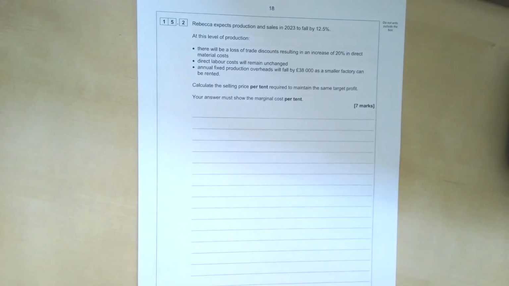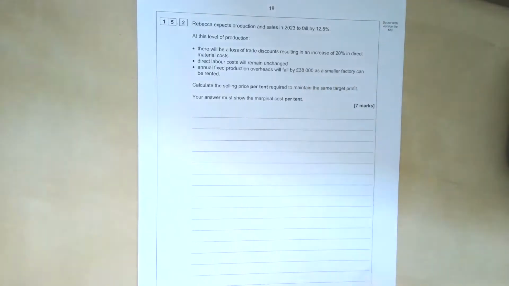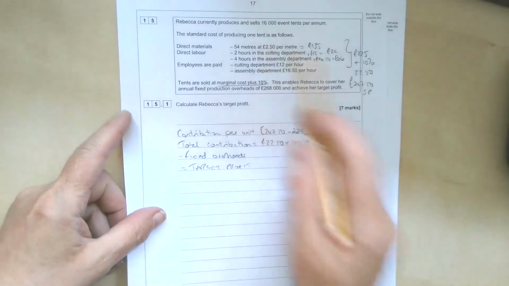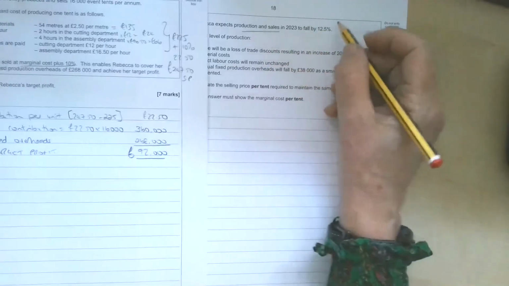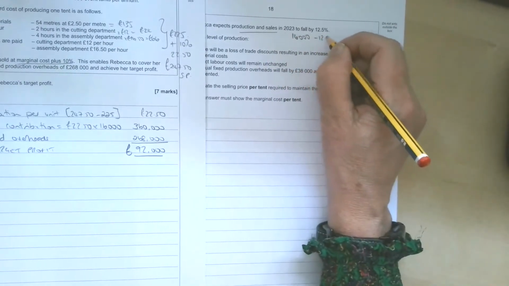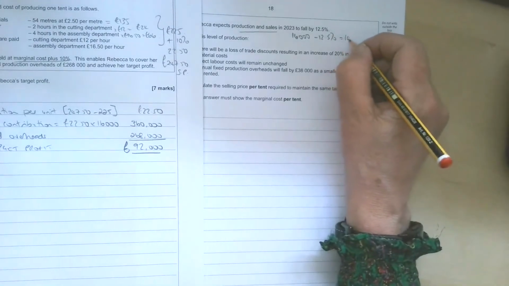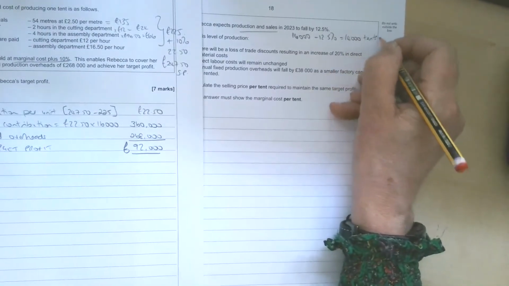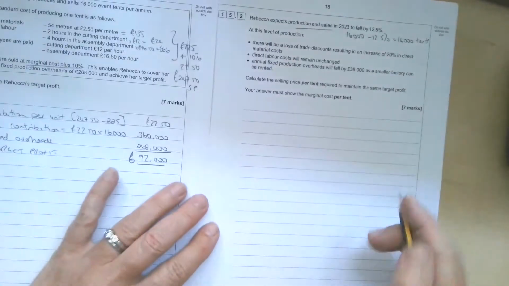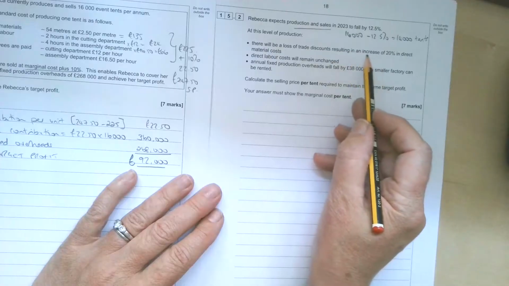It says that Rebecca expects production and sales in 2023 to fall by 12.5%. So let me just get the question. So if production and sales fall, she had 16,000 units previously. If we take 12.5% off of that, so 16,000 times 12.5% means that she's losing 2,000. So she's only going to be producing 14,000 tents. Okay. Now, at this level of production, there's going to be a loss of trade discounts resulting in an increase of 20% in direct material costs.